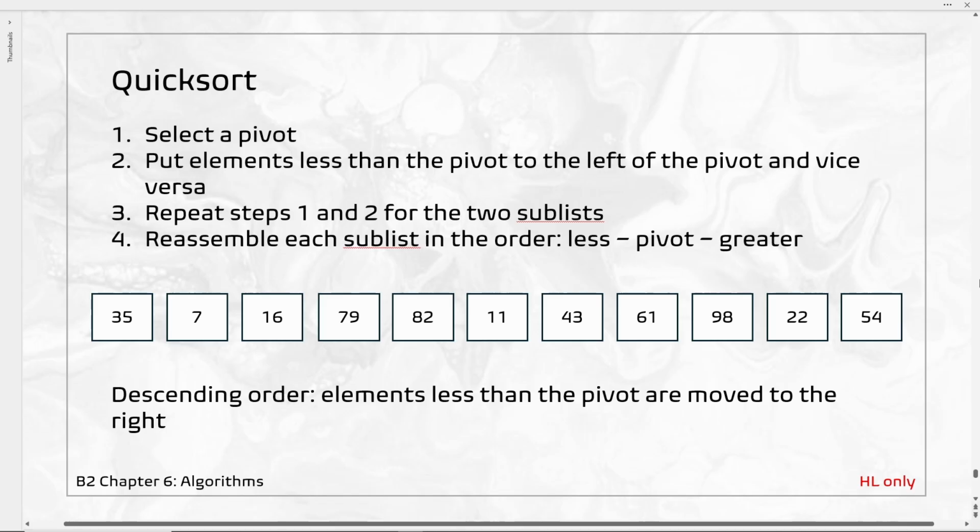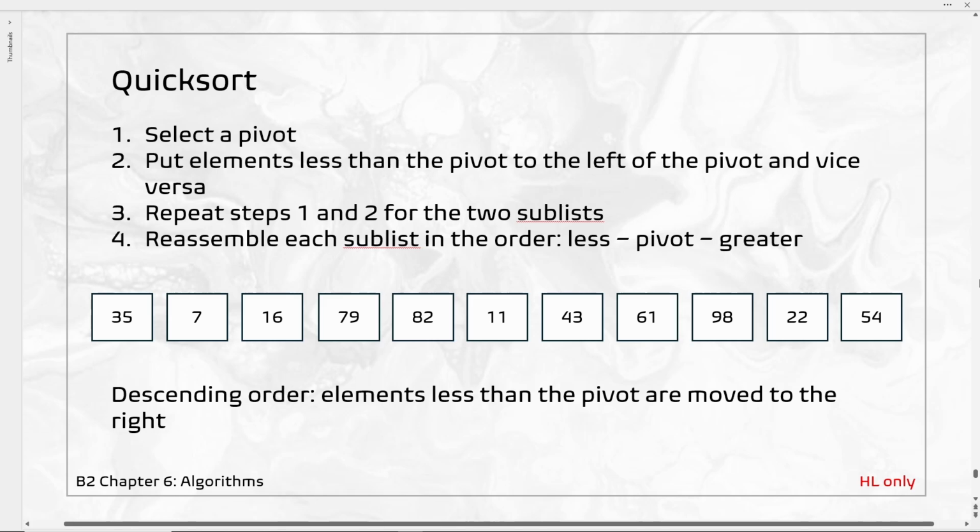To start, we pick a pivot. The pivot can be any number. Then, put every number less than the pivot into another list, and vice versa for every number greater than the pivot. And repeat this process until every sublist consists of one element. Then, assemble these sublists back together in the order: the less than sublist, and then the pivot, and then the greater than sublist.